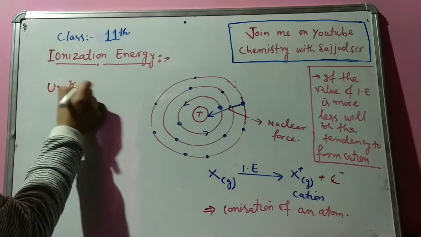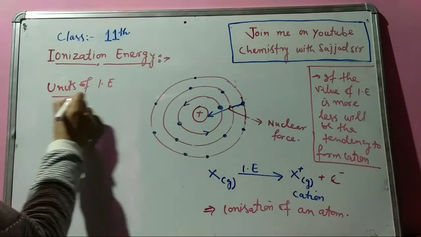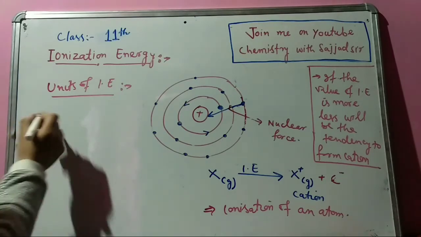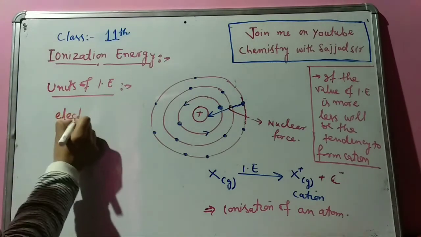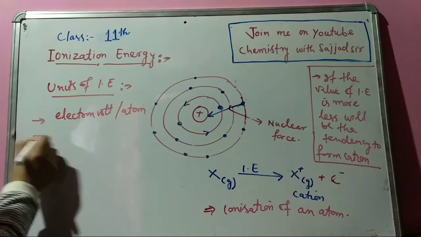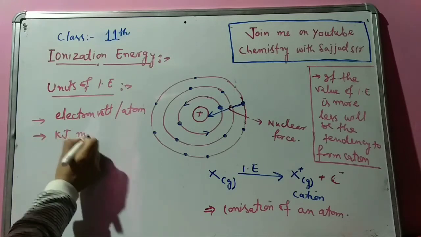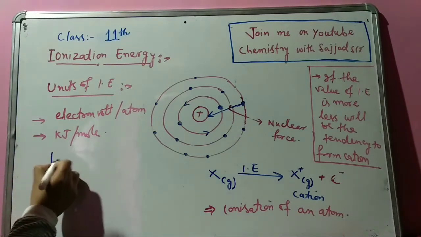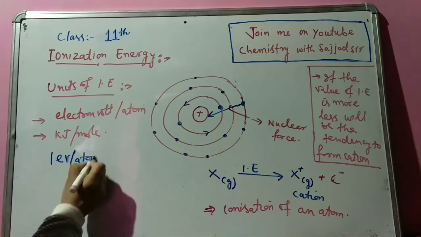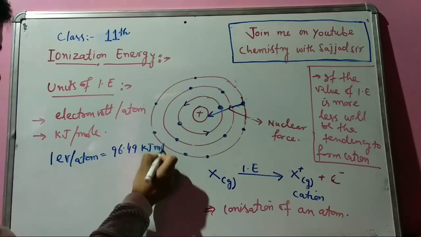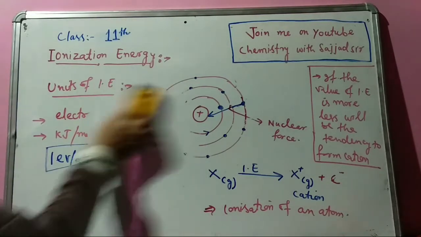Units of ionization energy, that is IE. Generally this ionization energy is measured in the units of electron volt per atom or kilojoule per mole. So these are the units by which we can measure the ionization energy. And it must be noted that 1 electron volt per atom is equal to 96.49 kilojoule per mole. So now we will discuss the successive ionization energy.